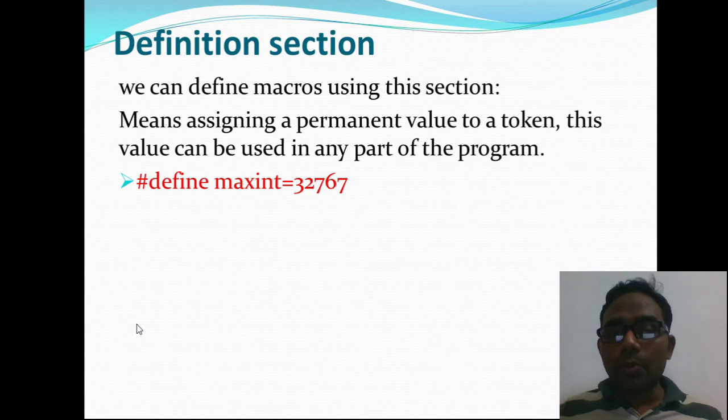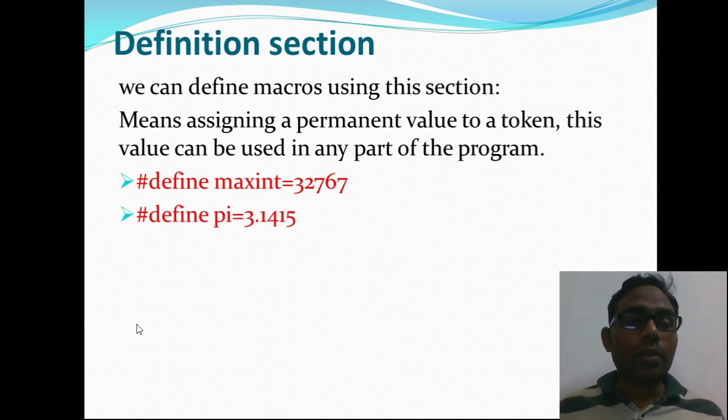Now throughout the program, you are going to write MAXINT. Whenever you execute the program, MAXINT will be expanded to 32767, that is our intention. You can also write #define PI 3.1415. This is the pi value you are defining.